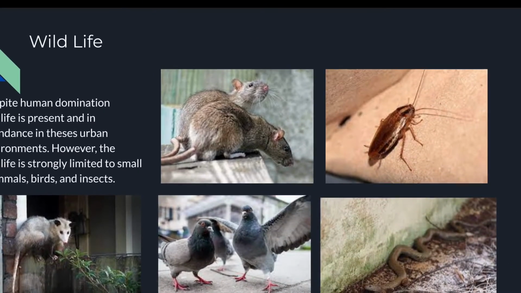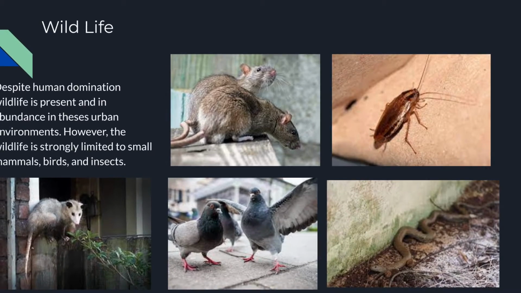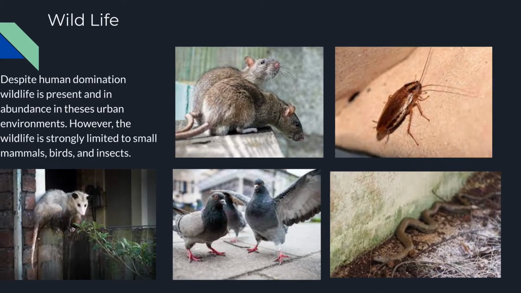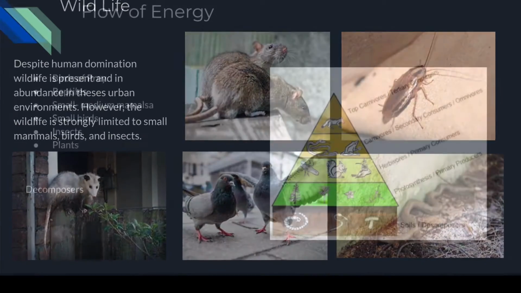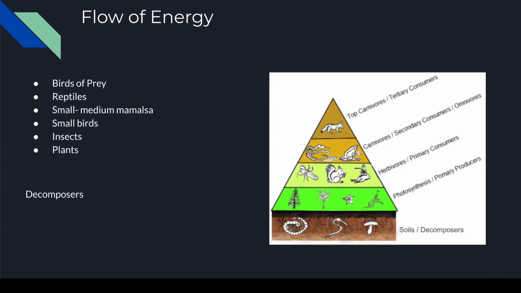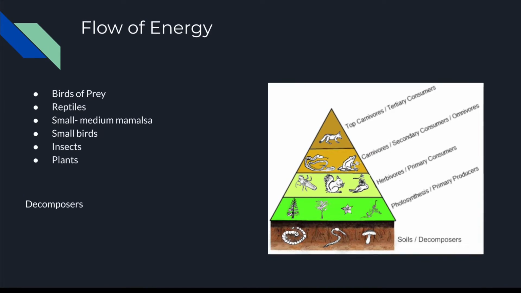Despite human domination, wildlife is present and in abundance in these urban environments. However, wildlife is strongly limited to small mammals, birds, and insects. In most urban ecosystems, humans do not directly consume the wildlife that they share an habitat with.